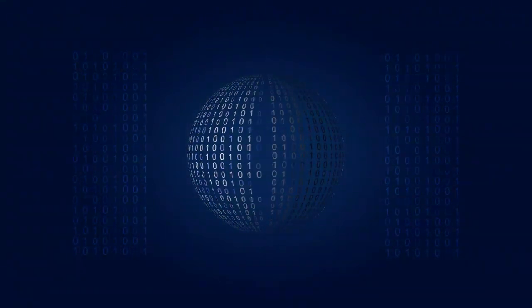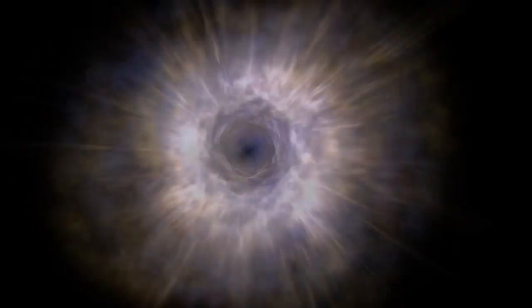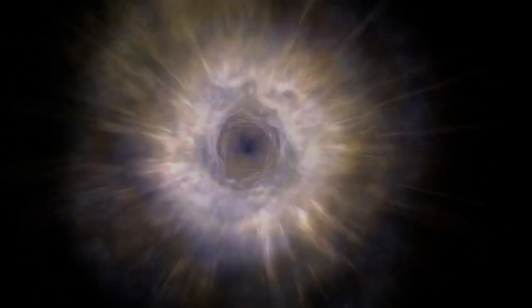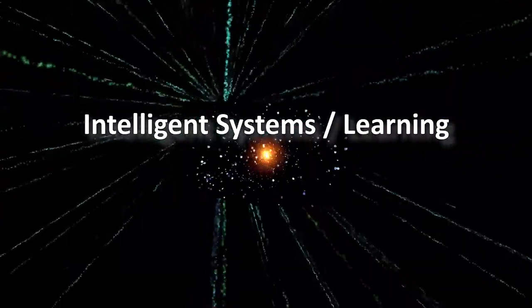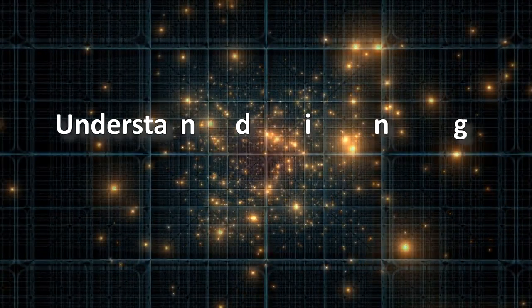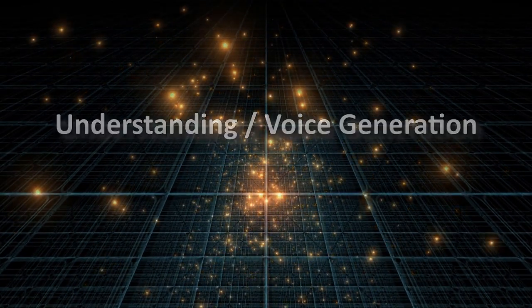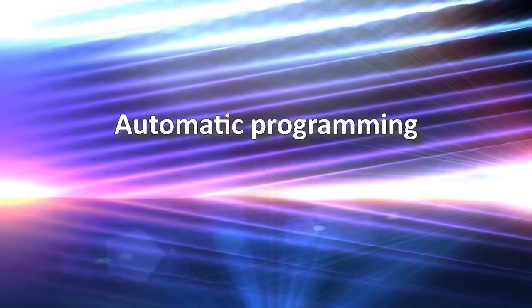Many researchers now believe that AI is a key technology for the future of software. Research in AI is related to application areas involving human reasoning, trying to imitate it, and making inferences. These areas of application include, among others, expert systems and knowledge-based systems, intelligent systems, learning, understanding and translation of natural language, voice generation, image and scene analysis in real time, and automatic programming.